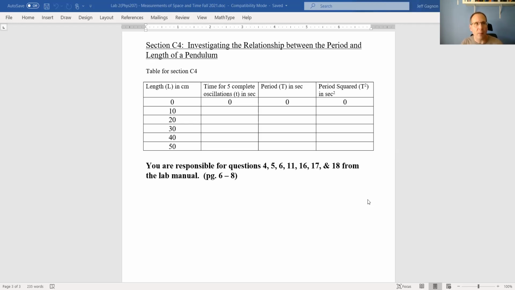If you want help, look at my sample lab report. It should look very similar to that sample lab report. Okay, actually, let me bring up that sample lab report right now just to show you that.